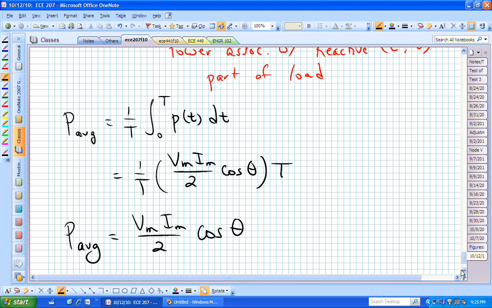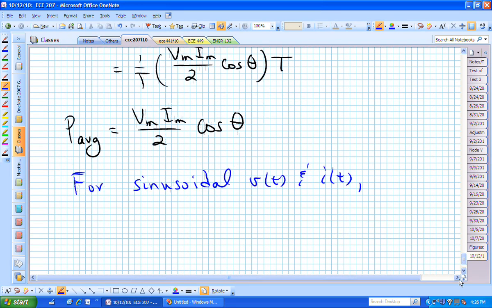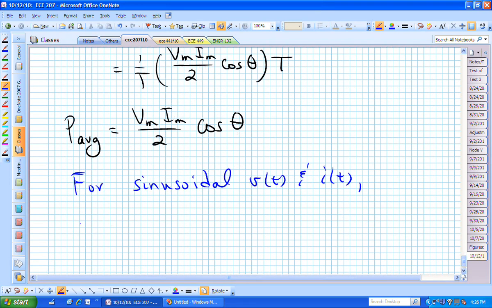And hopefully you're seeing that complex power phasor diagram that I just put up before. Our average power, well, I'm getting ahead of myself. So let me wait. If we wanted to, and in this case we did have sinusoidal V's and I's, how are the magnitudes related to the RMS values?